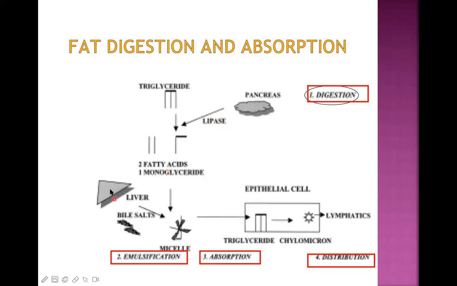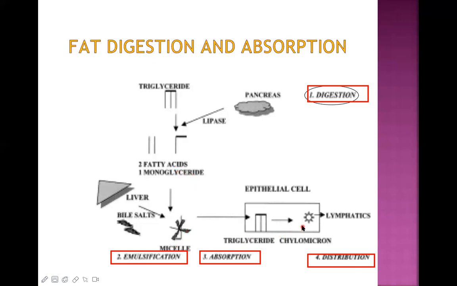Now what is happening here? The liver is secreting bile salt or bile, you can say. With the help of this bile, the emulsification process occurs, which is called micelle formation. After emulsification, micelles are formed. These micelles are some particles. Now these micelles will be absorbed into the intestinal epithelial cell. Remember, these micelles have some components of triglyceride.